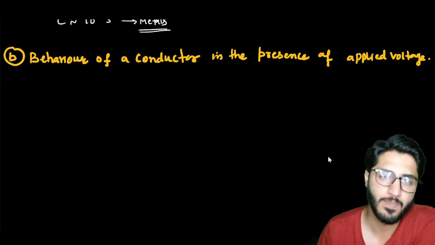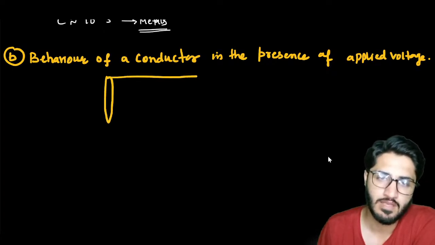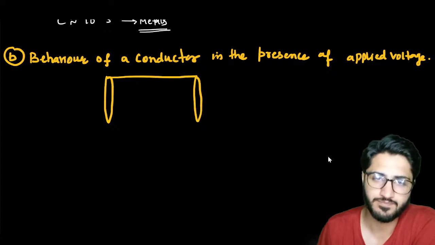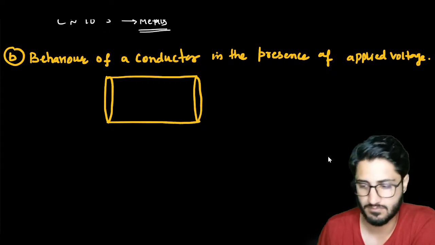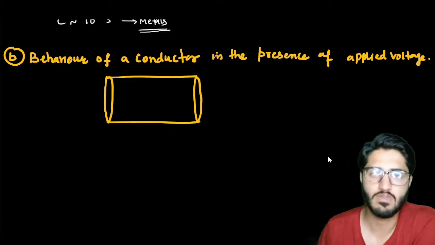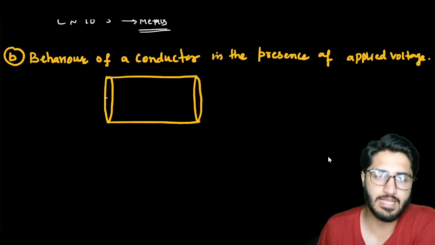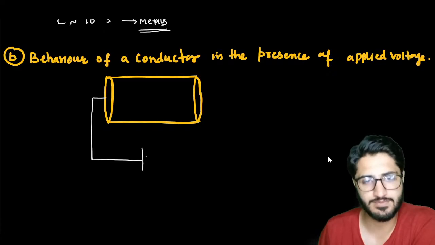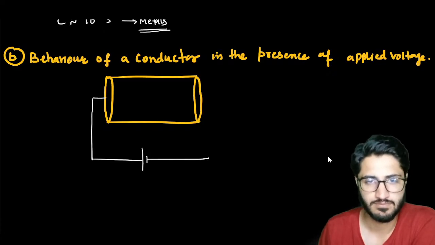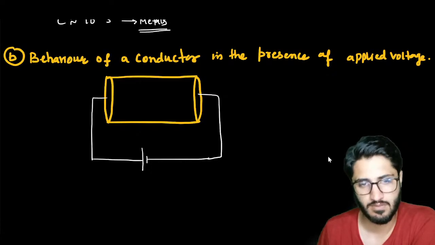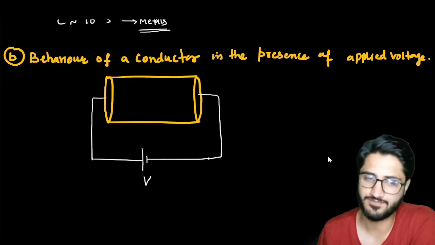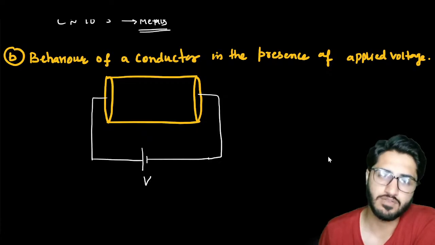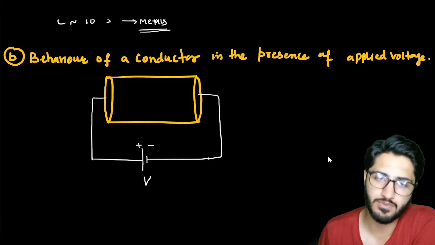Look, if this is my conductor, now we are applying some battery to it. Battery means potential difference, with some potential difference V. What will happen now? This is positive terminal, this is negative. So this will be positive and this will be negative.